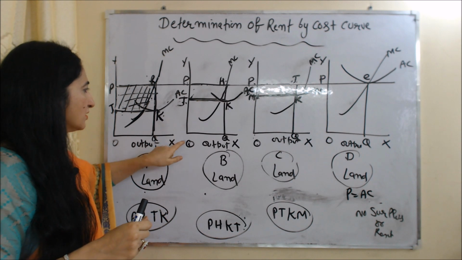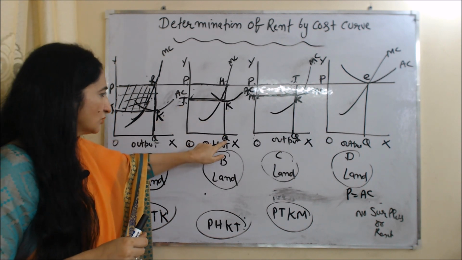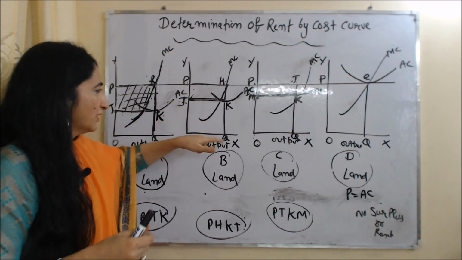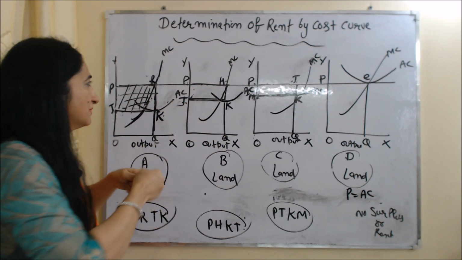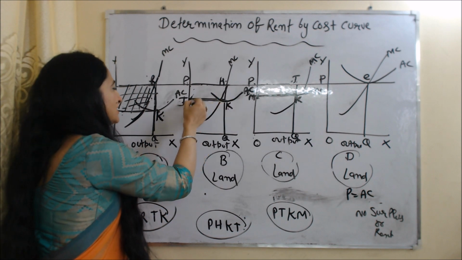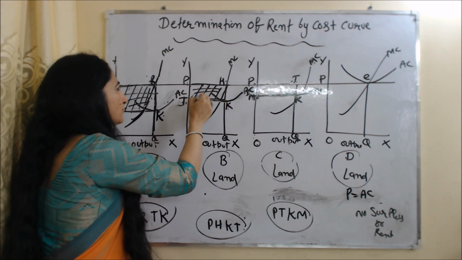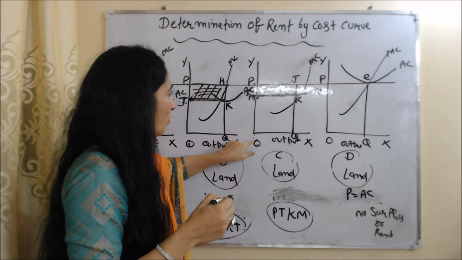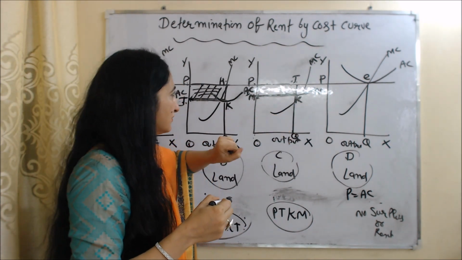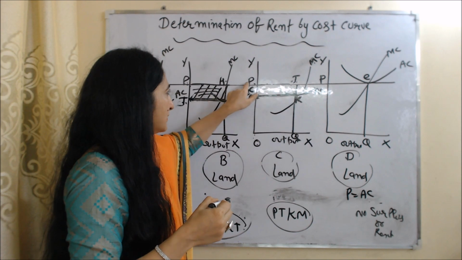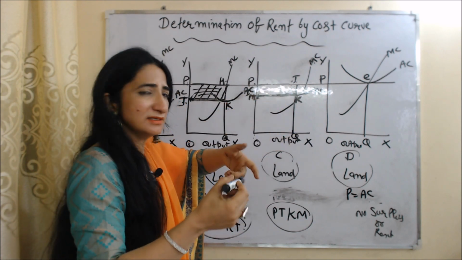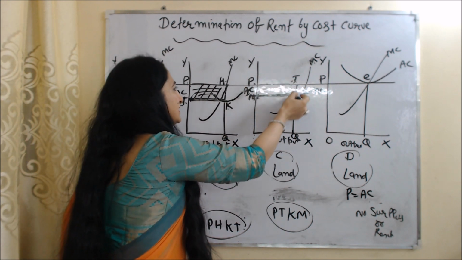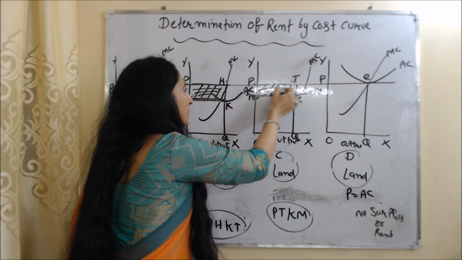Cost of land B is OTKQ and revenue of land B is OPHQ. When we subtract cost from revenue, the remaining part PHKT is called surplus, or we can say rent from land B. Now we will see rent from land C. Cost of land C is OMKQ and revenue of land C is OPTQ. When we subtract cost from revenue, the remaining part MPTK is called surplus or rent from land C.